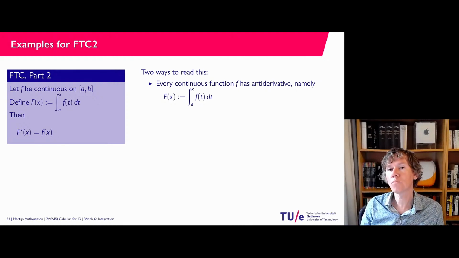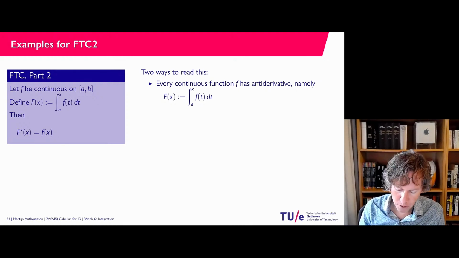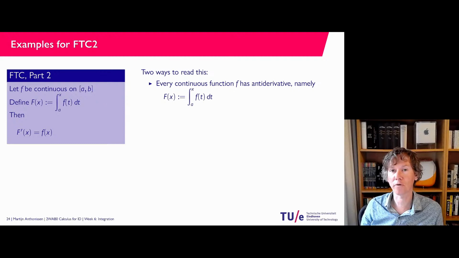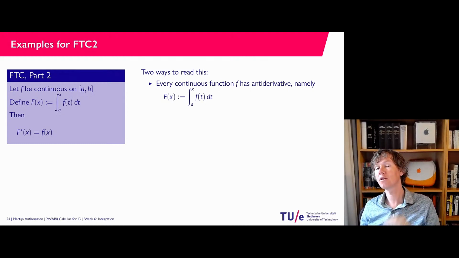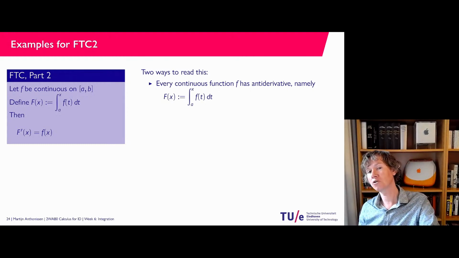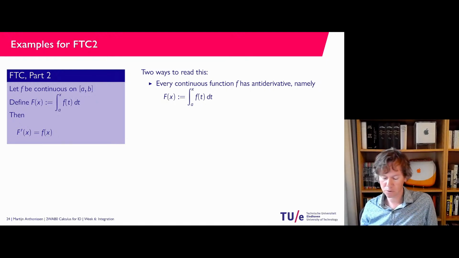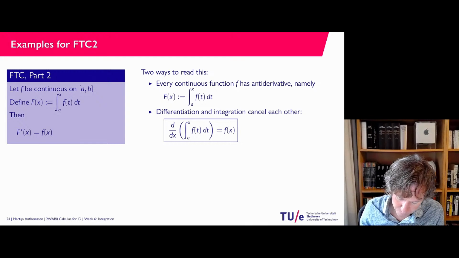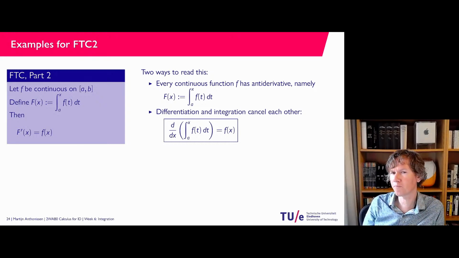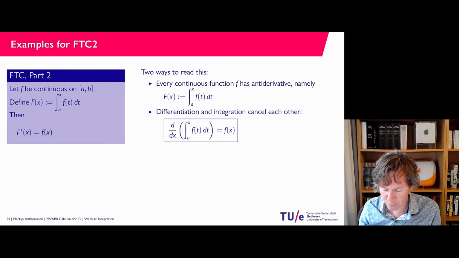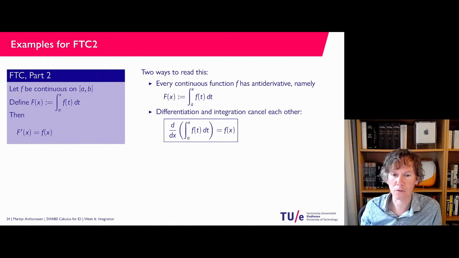So one way you can read this is that every continuous function, because I'm going to start with little f being continuous here, every continuous function little f has an antiderivative. So there is an antiderivative, capital F, which is this integral. We know that little f is continuous, so we can integrate it. It's integrable. We have seen that before. And now apparently there is an antiderivative. And the other one is what I've been trying to tell you already a couple of times. Differentiation and integration cancel.